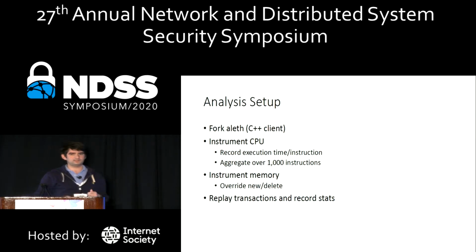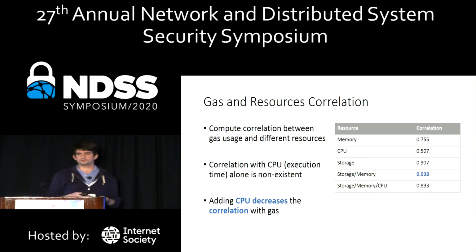What we first did is some empirical analysis on the actual transactions executed on the Ethereum blockchain, to see how this correlates with different resources, with memory, with CPU. So we forked the C++ client of Ethereum, which is called Aleth, and we instrumented the CPU and the memory, recorded all this, and replayed the Ethereum blockchain transactions for a couple of months.